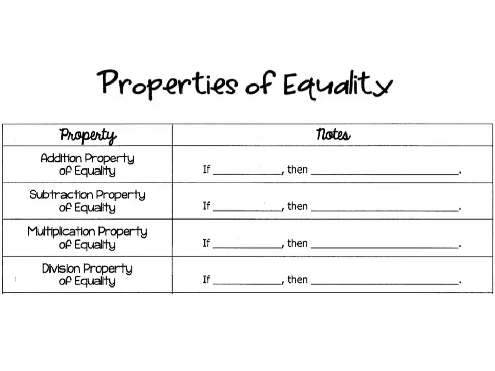All right, so first of all, let's start with addition, subtraction, multiplication, and division property of equality. The addition property of equality states that if A equals B, then we can say A plus C equals B plus C. So basically what we're doing is we're adding C to both sides. That is the addition property of equality.